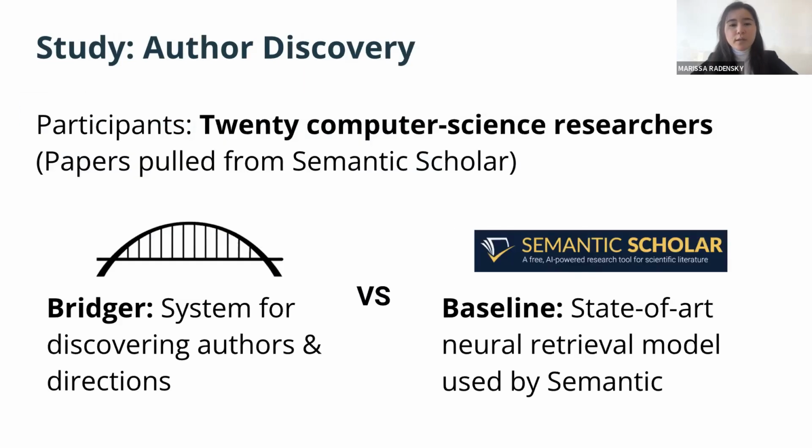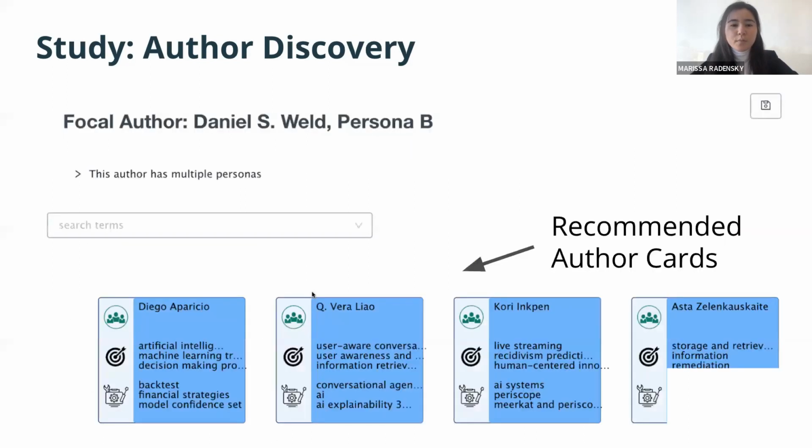We then move on to evaluate our system Bridger. We recruit 20 computer science researchers, spanning full professors to graduate students. We pull their papers from Semantic Scholar, and as a baseline, we use a state-of-art, real-world retrieval system used in practice by Semantic Scholar for surfacing search results and recommendations. This baseline recommends authors based on the aggregation of all the user's papers, rather than specific dimensions of the user's work. So let's say Dan is a participant in our study.